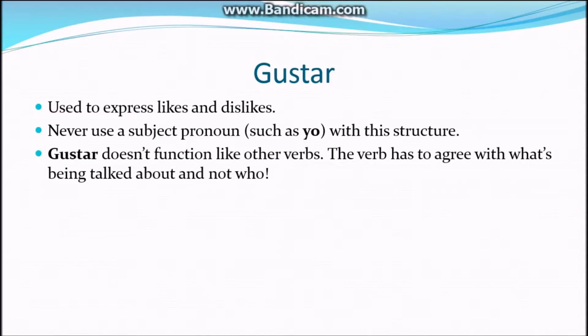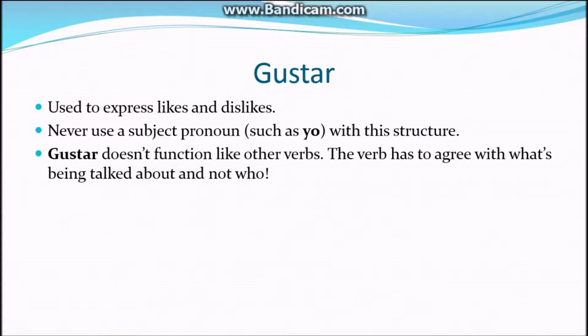Gustar doesn't function like other verbs. The verb has to agree with what's being talked about and not who's doing it or who likes it. So we focus on what's liked versus who likes it. For example, let's say we say I like spaghetti. In English, we can say this: I like it. I'm the subject, so we use I.